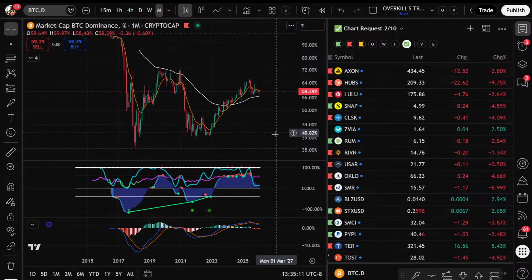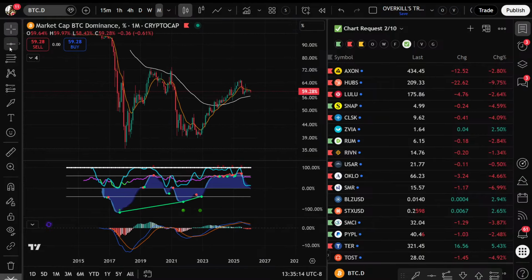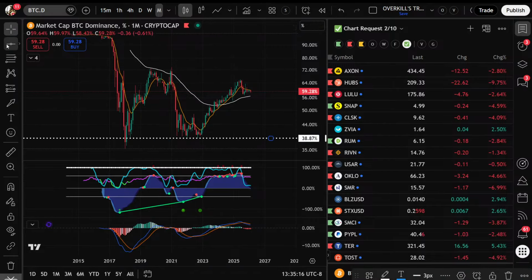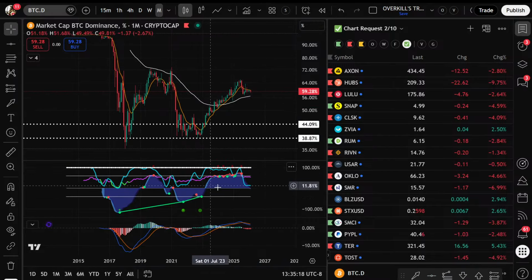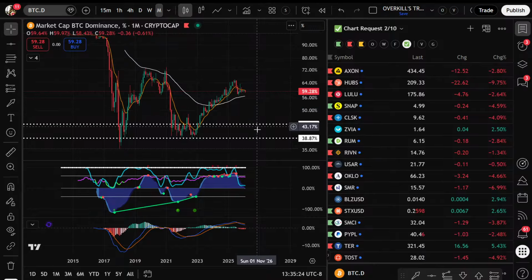So my plan with my altcoins is to not sell until we get back down in this range, between 38 and 44%, right where we bottomed here and right where we bottomed here. We are a long way from that.